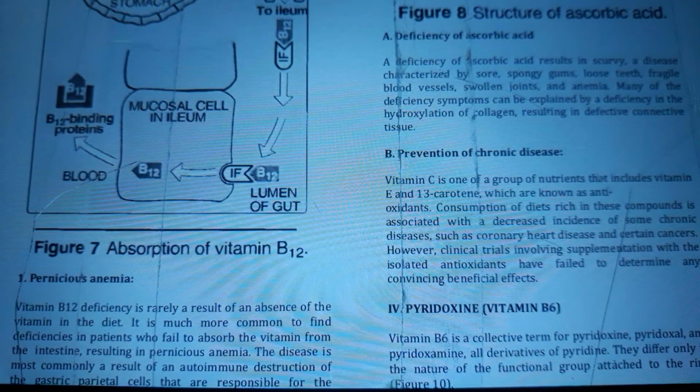A deficiency of ascorbic acid results in scurvy, a disease characterized by sore, spongy gums, loose teeth, fragile blood vessels, swollen joints, and anemia. Many of the deficiency symptoms can be explained by a deficiency in the hydroxylation of collagen, resulting in defective connective tissue.